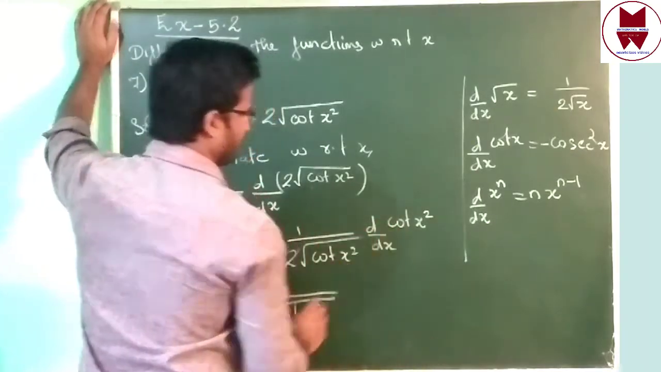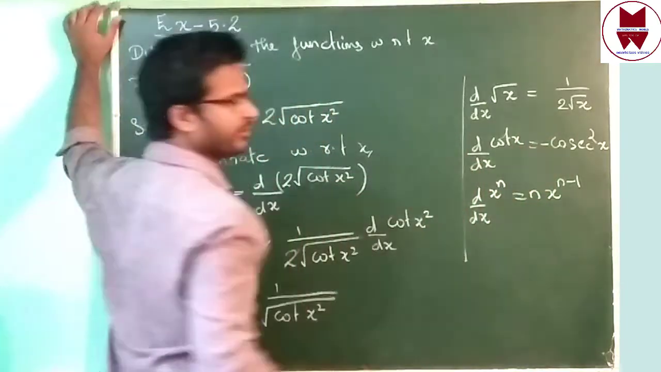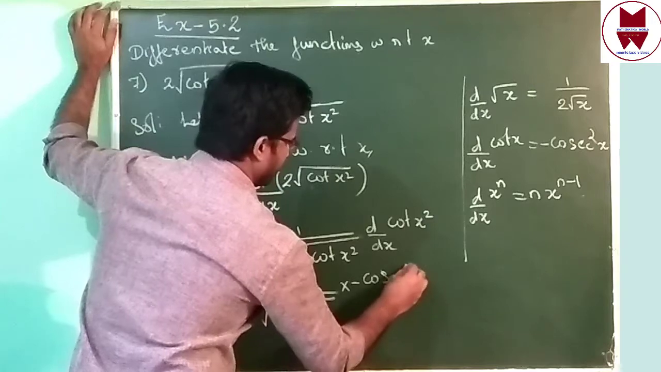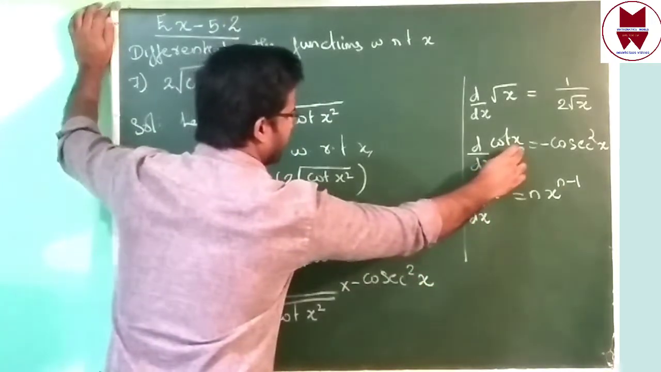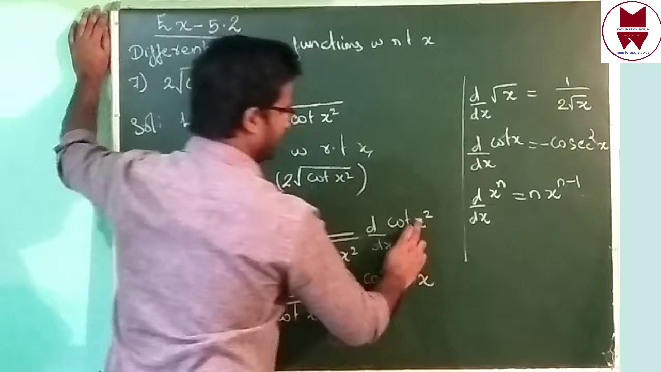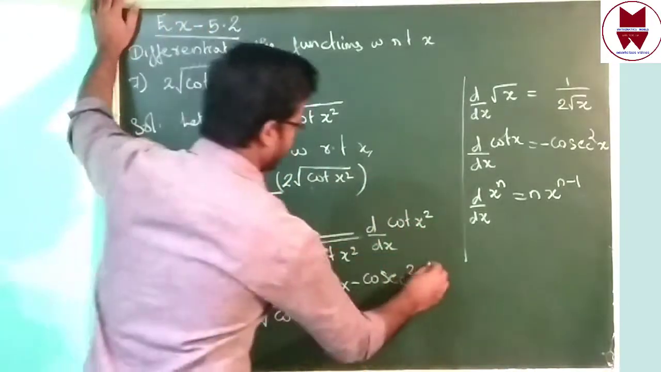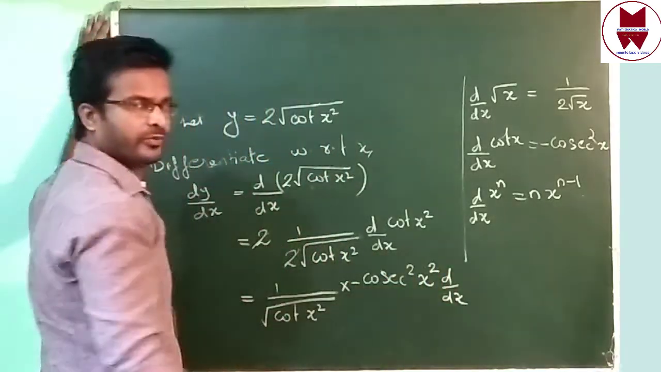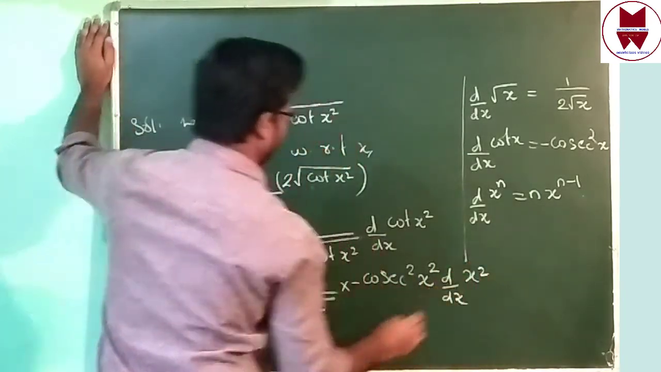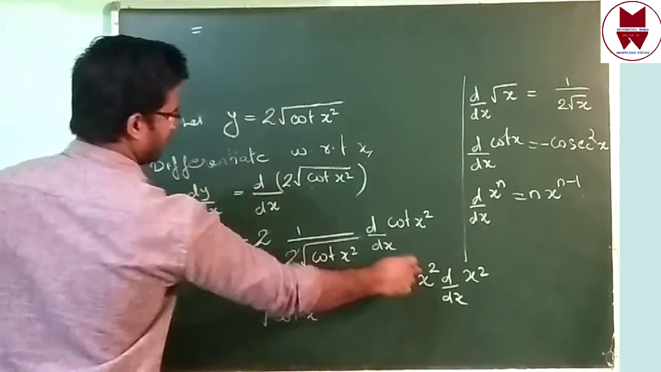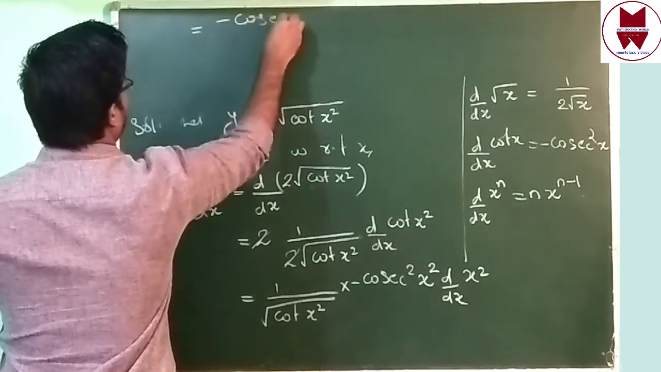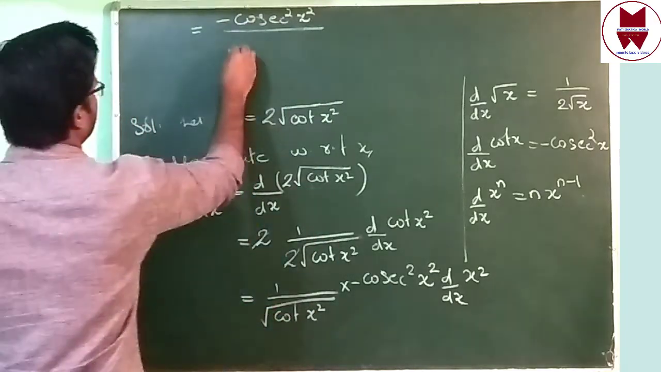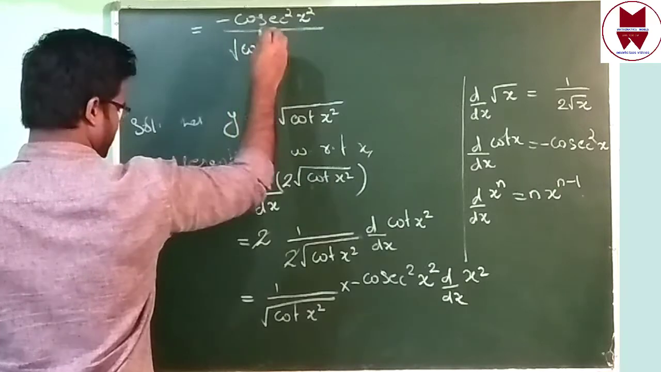D by dx of cot. What is it? Cot means minus cosec square x. You can write minus cosec square. Here it is x, but in the given function x square is there, that's why I write x square. Then d by dx of x square also we have to do. That equals 1 into the same, minus cosec square x square divided by square root of cot x square.